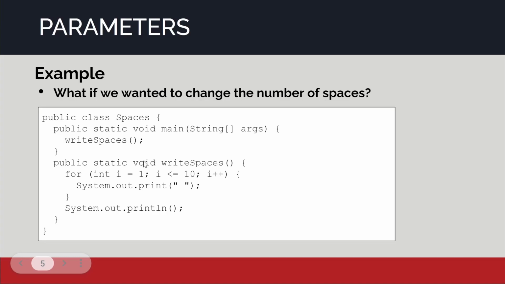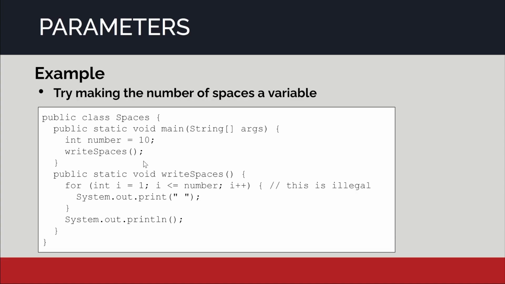And my question is, what if we wanted to change the number of spaces? What if we wanted to parameterize the writeSpaces method? Well, what we should do is try making the number of spaces a variable. So we've worked with variables. We know how it works. int number = 10. We'll just read from that number variable inside the writeSpaces method. So instead of going from i less than or equal to 10, we're referring to our variable now, which we set at 10, and we can change it to 20, 30, whatever we want.